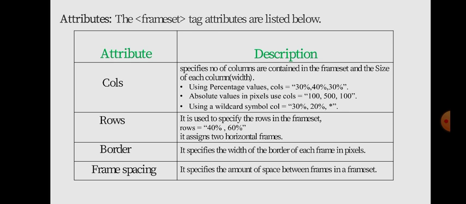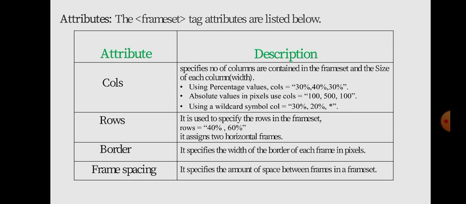We take the browser window value as 100%, so we divide the 100 value into three sections here. Next one, absolute values in pixels. Cols is equal to 100, 500 and 100. These are pixel values. Last one, using a wildcard symbol, cols is equal to 30%, 20% and star. Here star indicates the remaining 50%.